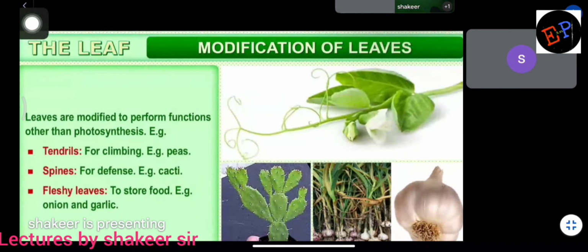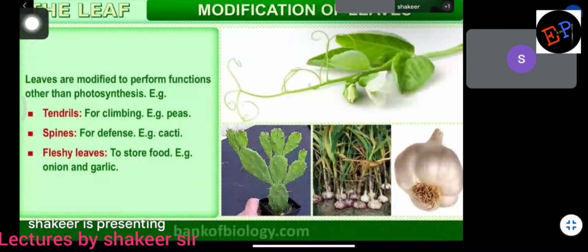So next, modification of the leaves. In the last class we studied about modification of stems, how stems can be modified. There also you will find tendrils, thorns, and structures responsible for photosynthesis. Similarly here, how leaves can be modified. Modification of leaves we are studying. So leaves are modified to perform functions other than photosynthesis. Clear?